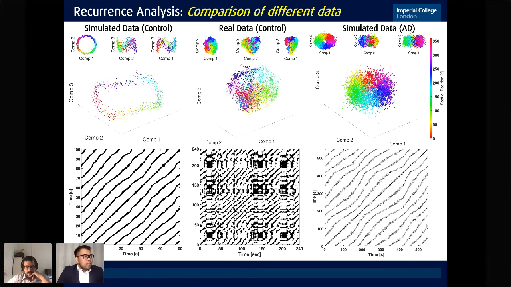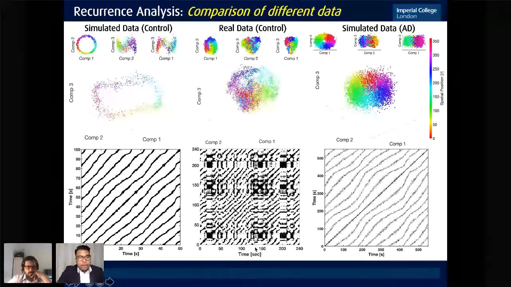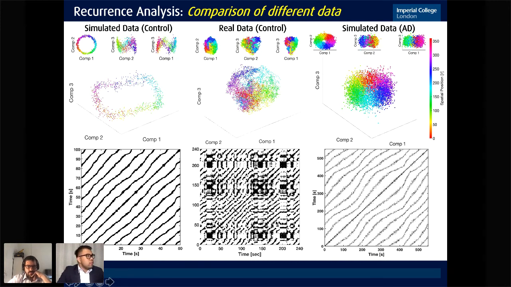On the real data for the control model, we can observe here in the middle the presence of vertical and horizontal lines, which suggests that some states do not change or change slowly for some time. This may be caused by the fact that during the recording, there are instances when the mouse is not moving.